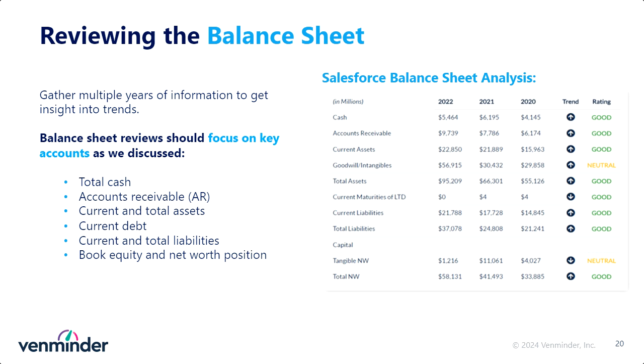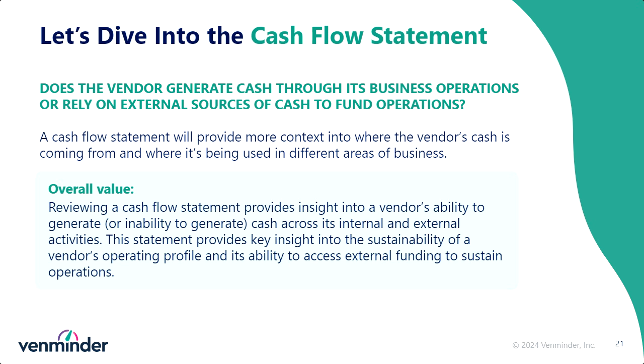So the third and final financial statement of importance is the cash flow statement. This financial statement helps understand whether or not the vendor generates cash or consumes cash through its business operations, and how it relies on external sources, either through debt funding or equity funding, to sustain its operations or to sustain its growth trajectory.